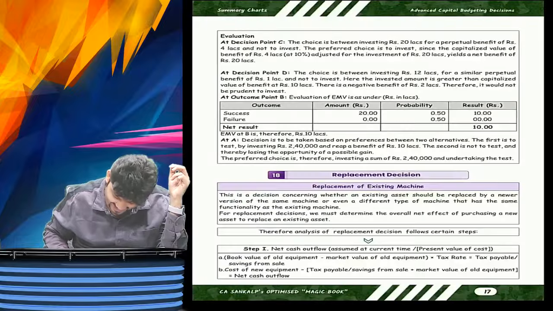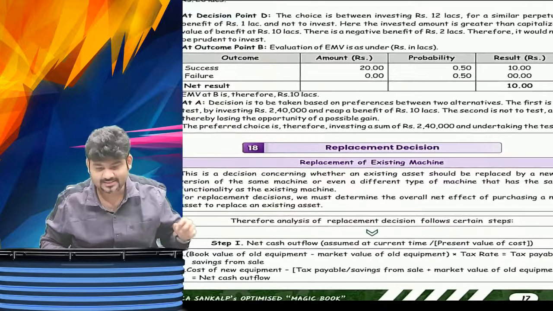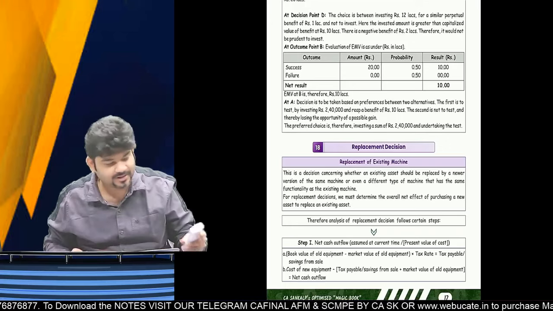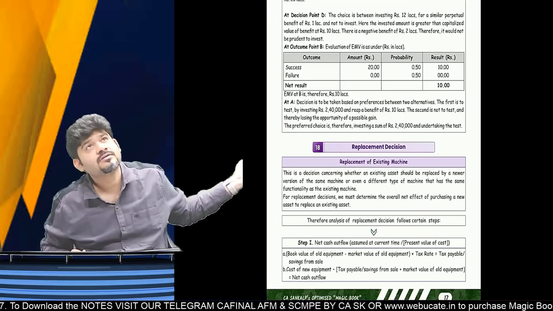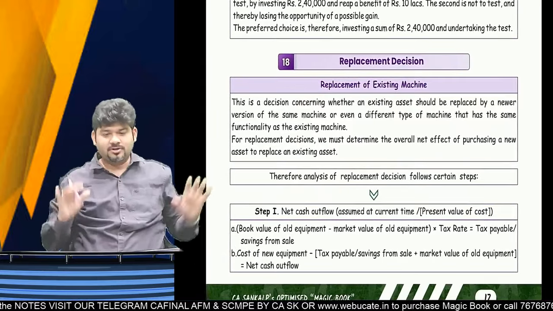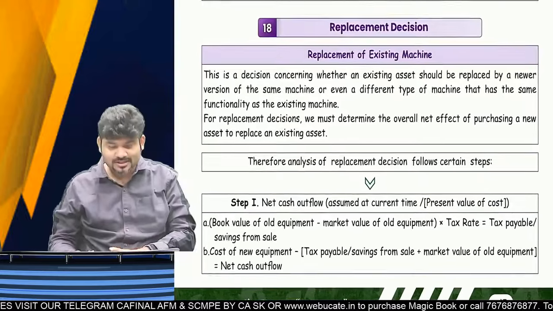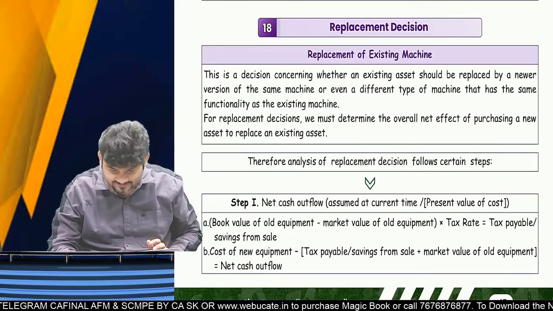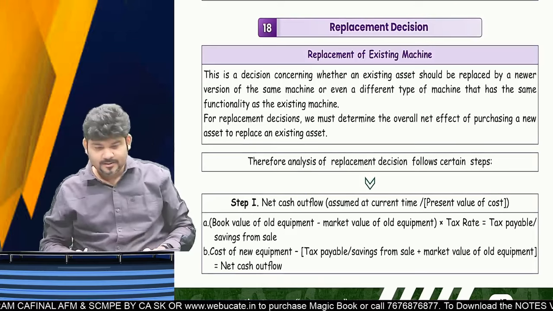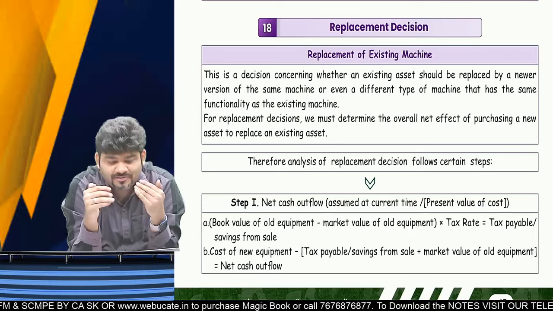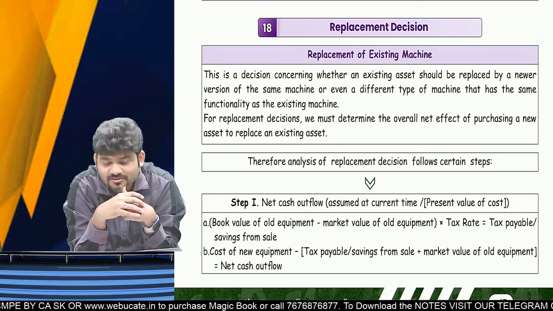Okay, and now we are almost coming to the last of the concept, and that is replacement decision. Pay attention. In case of machineries, this is where the concept is highly going to be used. The replacement decision concept, pay attention. First, there are going to be variations in this concept.